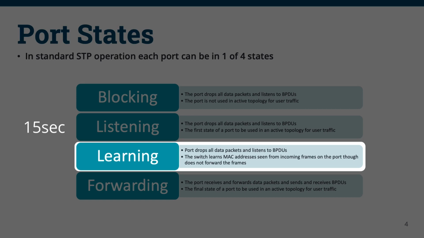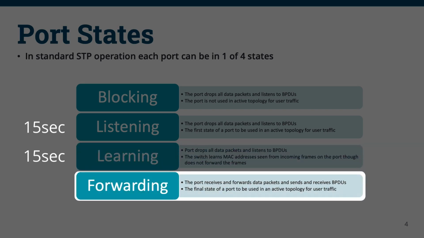You might have guessed, in the learning state, a port is learning the MAC addresses seen in the source address of the headers of ingress frames. Frames of user traffic are still being dropped for another 15 seconds, while we learn what MACs are reachable on that port. This allows the bridge to update the forwarding table after a topology change, so that frames are more likely to reach their destination successfully once the port is transitioned to a forwarding state.